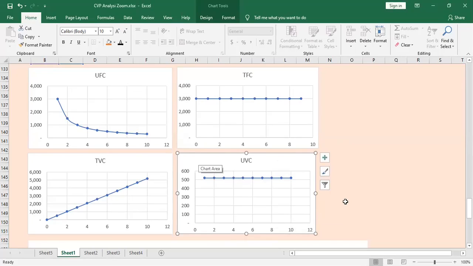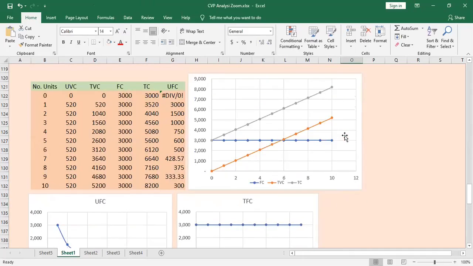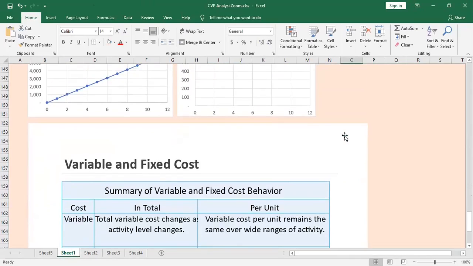Even though we call fixed cost fixed, that is only applicable for total fixed cost. If you look at the unit fixed cost, it will definitely have a negative relationship. And when you say variable, it is basically for total variable cost. But if you look at the unit variable cost, it will never change, at least according to the assumptions. So this is the idea here, right? I hope you got the idea here. If you don't, please let me know.